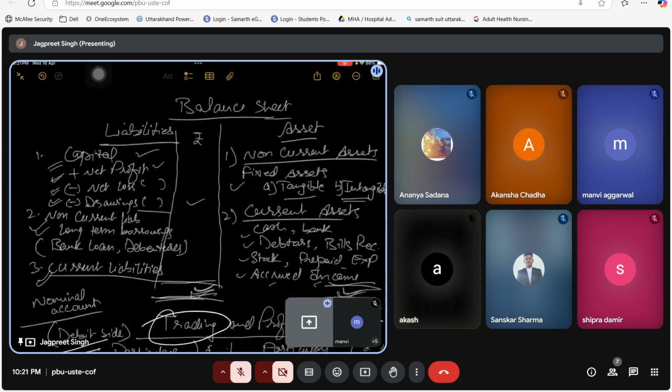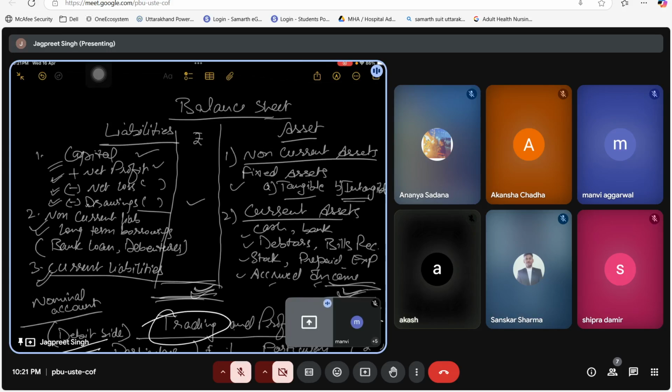So this is the accounting part of trading and profit and loss account. And collectively we call these statements financial statements. We have more things to be discussed in financial statements, but in a single line, for a small business, these statements are called final statements.